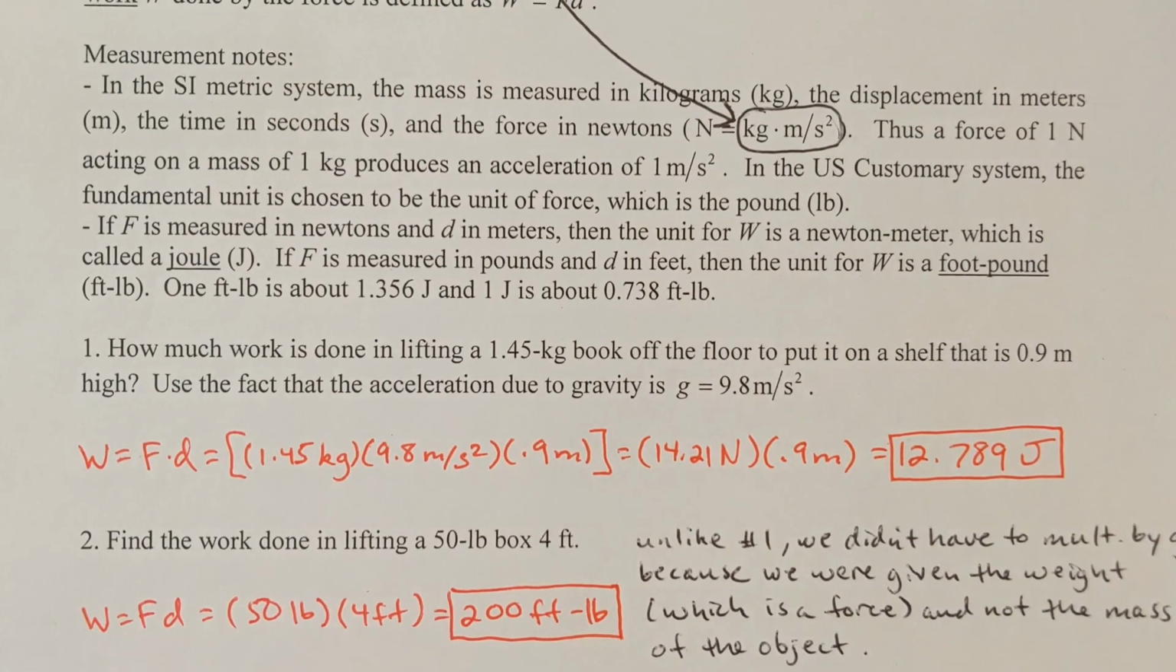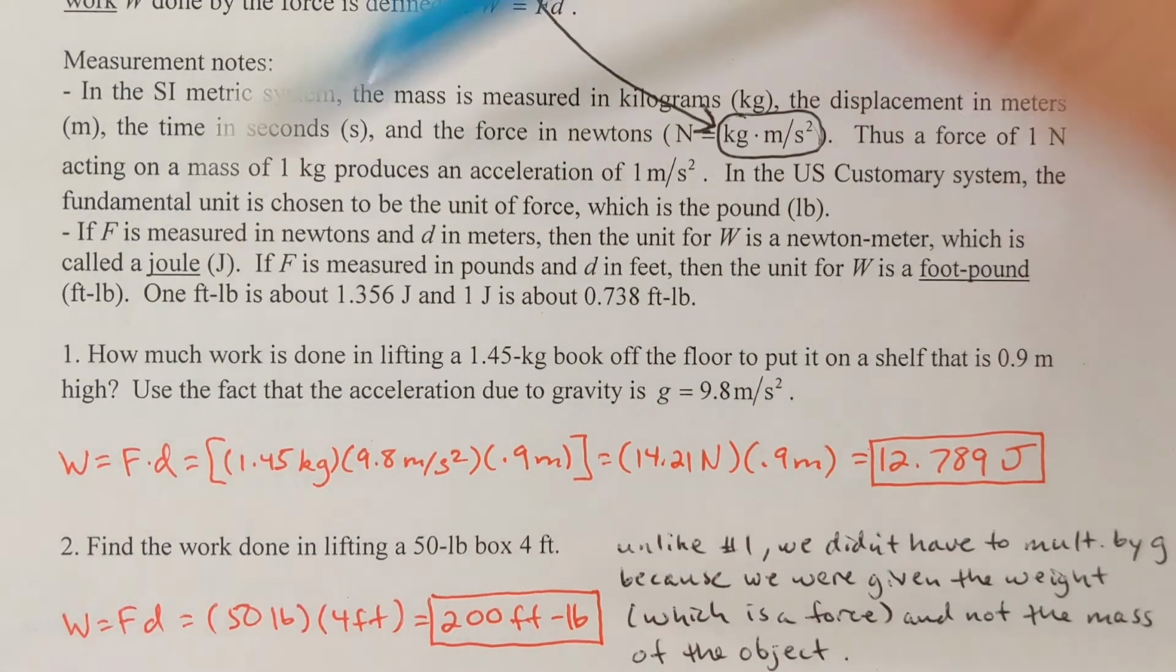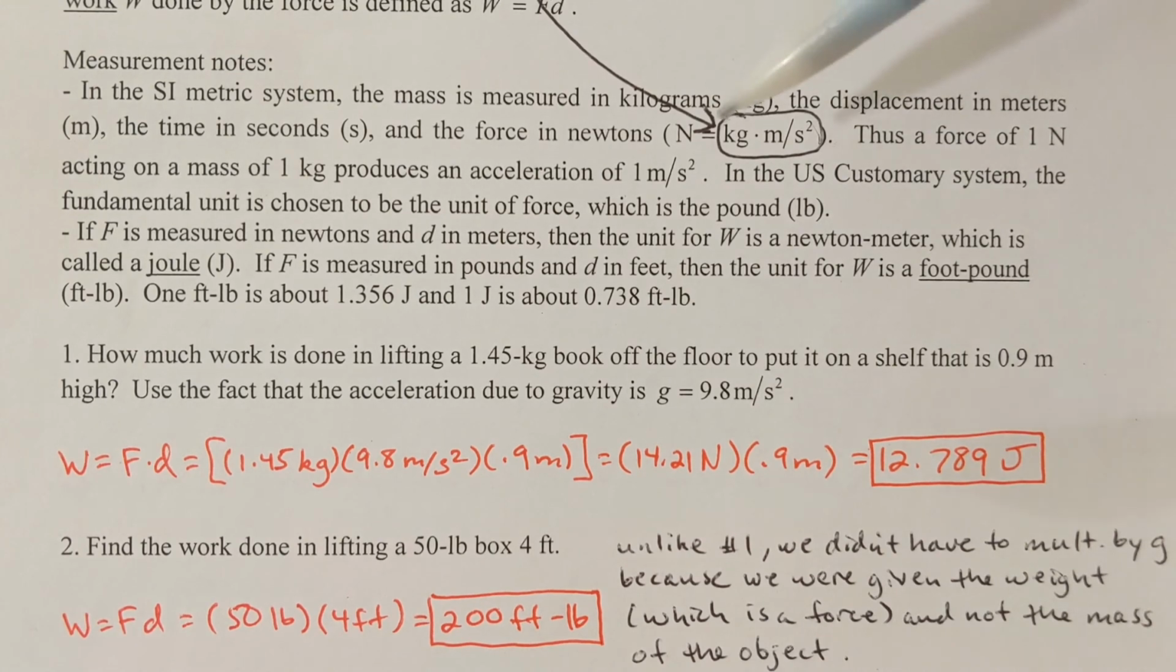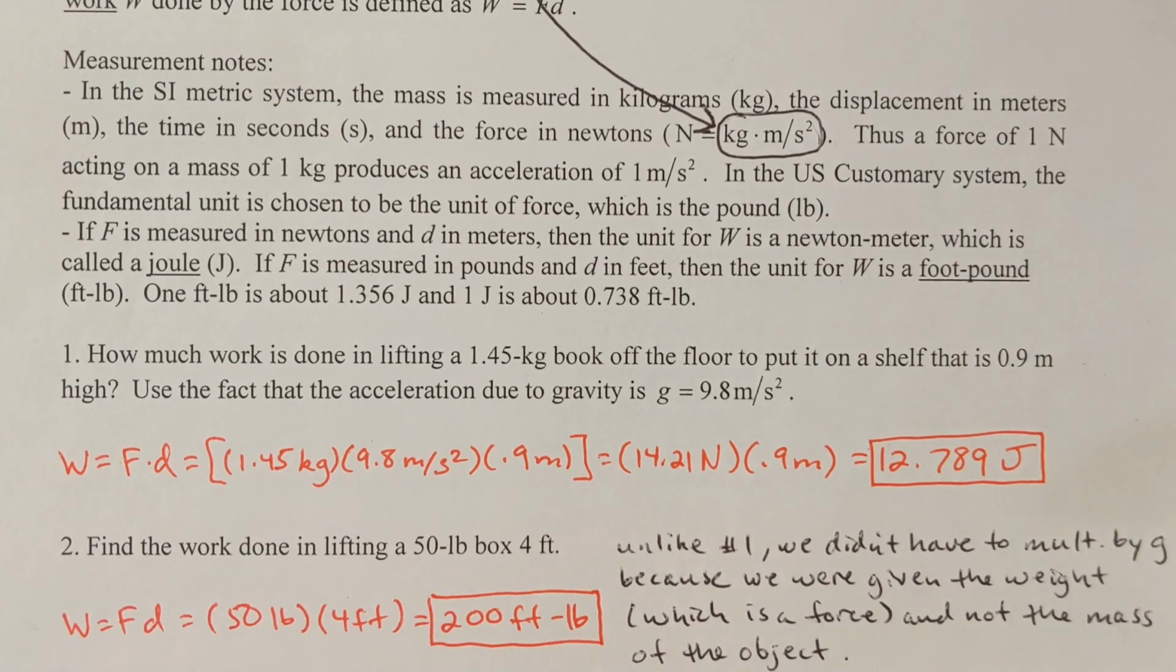All right, let's take a look at some problems involving a constant force. So problem 1, how much work is done in lifting a 1.45 kilogram book off the floor to put it on a shelf that is 0.9 meters high? Use the fact that the acceleration due to gravity is 9.8 meters per square second on Earth. By the way, assume that in general you're doing a calculation on Earth. Okay, even though your mind might be in Pluto or somewhere else, G is always going to be 9.8 meters per square second on Earth.